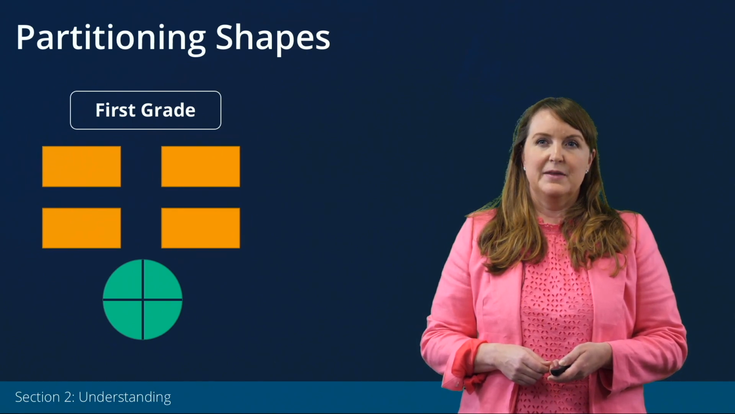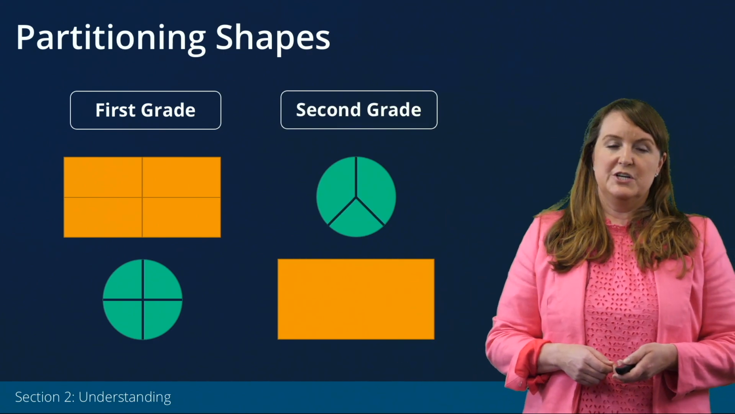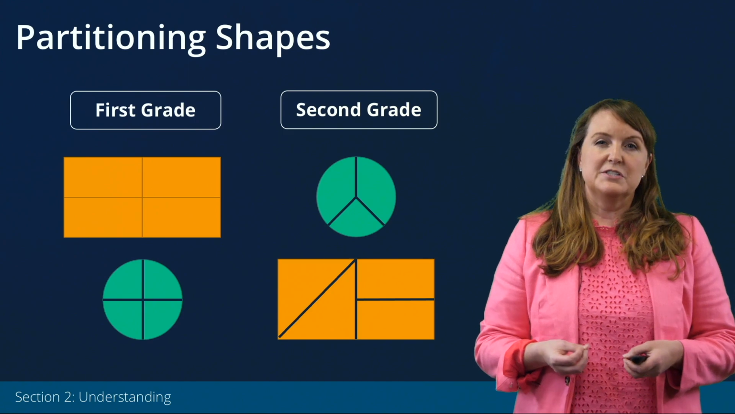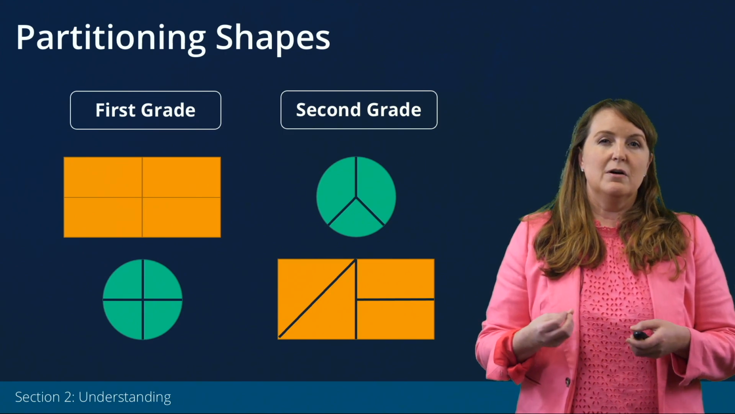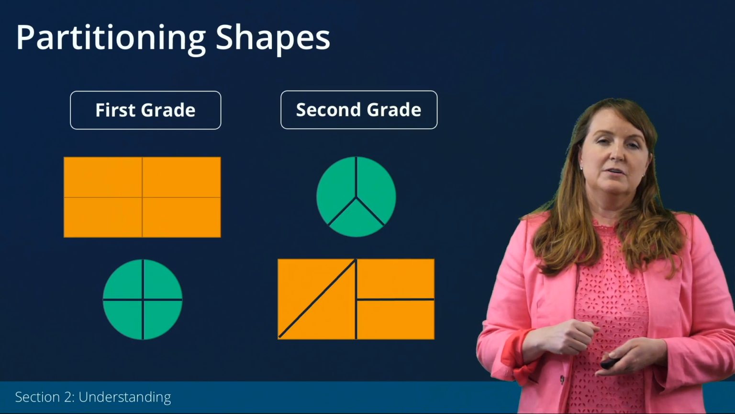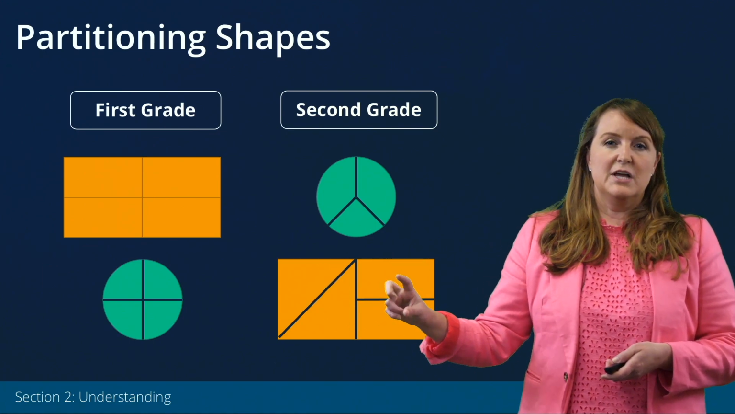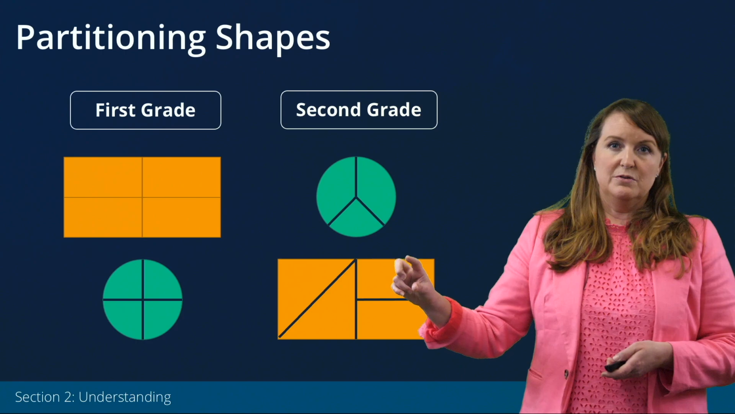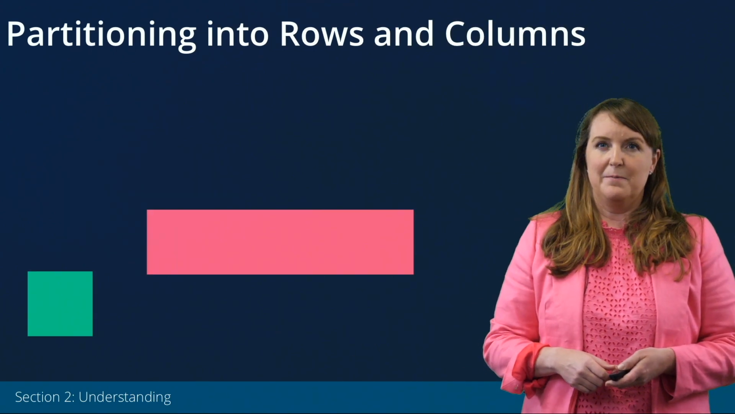equal parts. As we move into second grade, students are going to partition into halves, thirds, and fourths, and they should be able to partition in ways that aren't always exactly equal. So here I divided this circle into 3 equal parts. Here I divided this rectangle into 2 triangles and 2 rectangles. But do notice how here I have 2 equal parts, and here I have 2 equal parts as well.